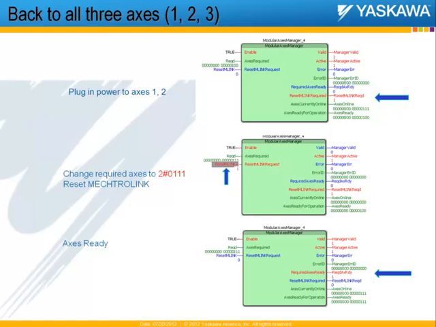So we'll take a quick pause here to look at any questions that have come up. Nishant, there's one question about the axis ready for operation output. Does that update live, or does it need to see a change in one of the inputs of the function block to reflect a change in the status?